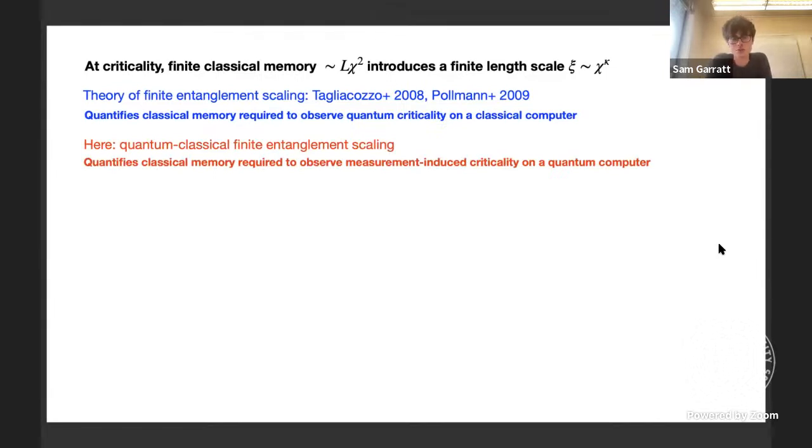So here, what we're going to do is something slightly different. I want to apply this kind of idea, but now to the SQC, now to the cross correlation. What I want is to quantify the classical memory that was required to observe measurement-induced criticality on a quantum computer.